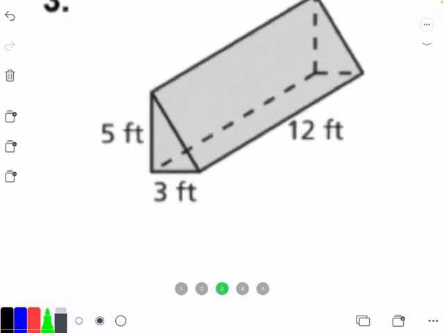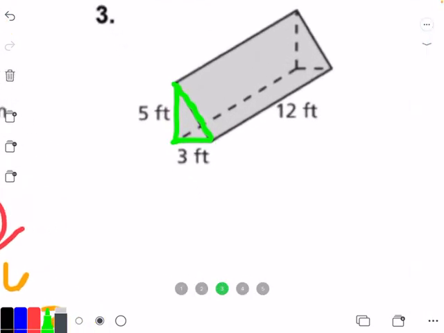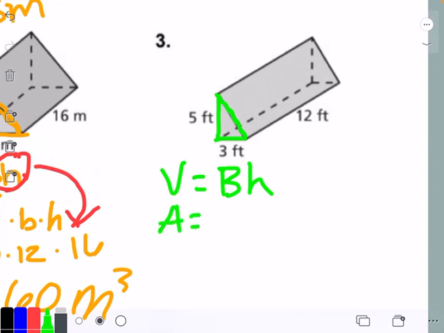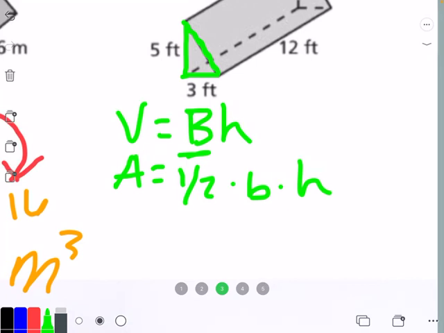So I'm going to write, like we did before, our triangle. I'm going to highlight it. And then I'm going to take our formula, volume equals base times height, put in our area formula for our B, capital B, put in our area formula 1/2 times base times height, and then I'm going to plug everything in.